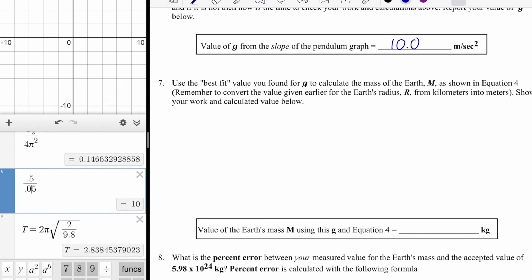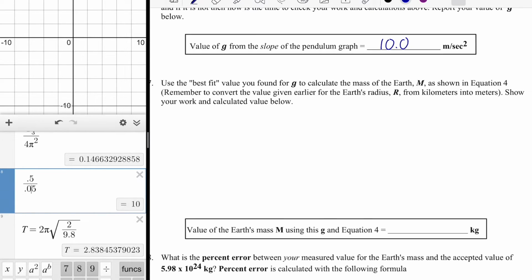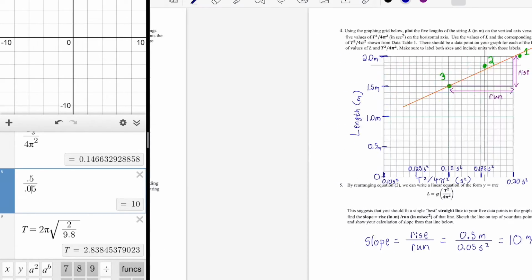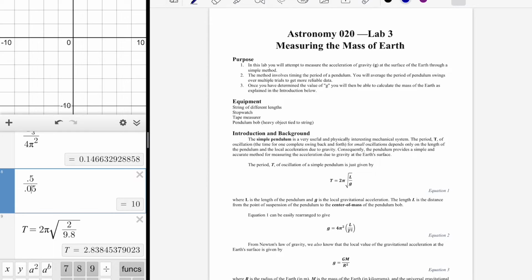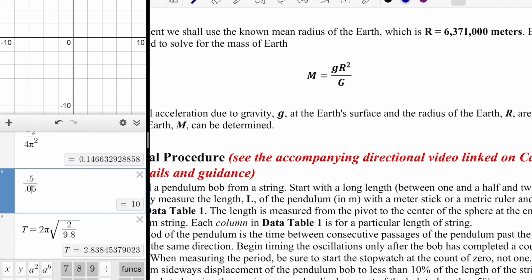Then we're going to use that to calculate the mass of the Earth, and that's going to be using equation 4. All right, so let's go get that. Equation 4 is this one here, which is based on all things we know. Because this whole premise of calculating the mass of the Earth is based on the assumption that you know the gravitational constant, which you can find experimentally, and you know the radius of the Earth, which you can find through observational science, such as during eclipses of the moon and so on.